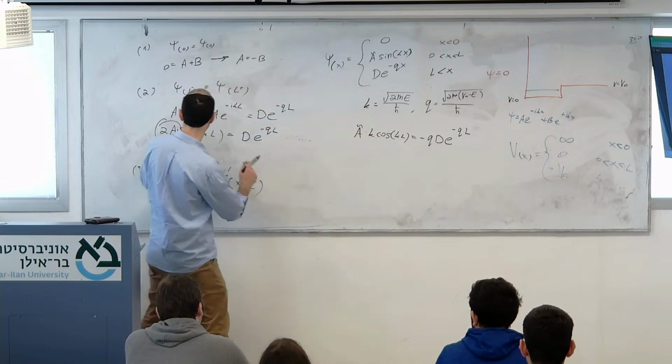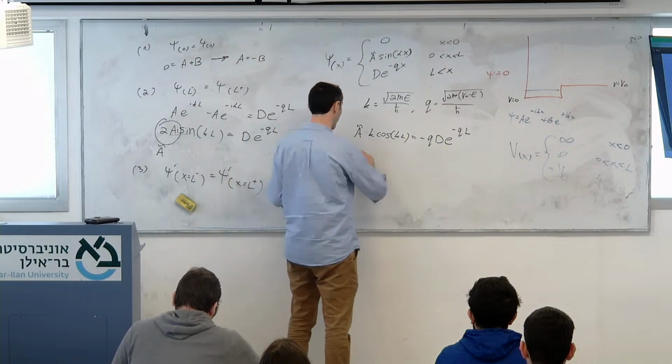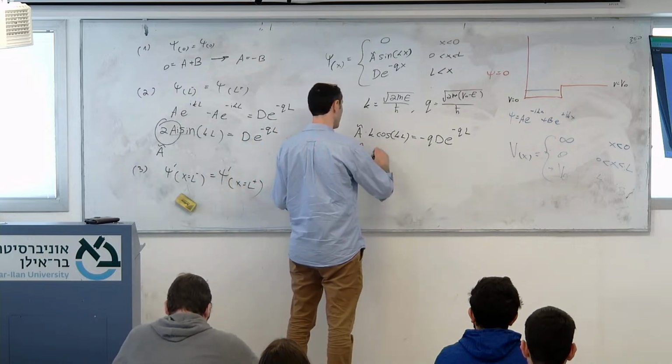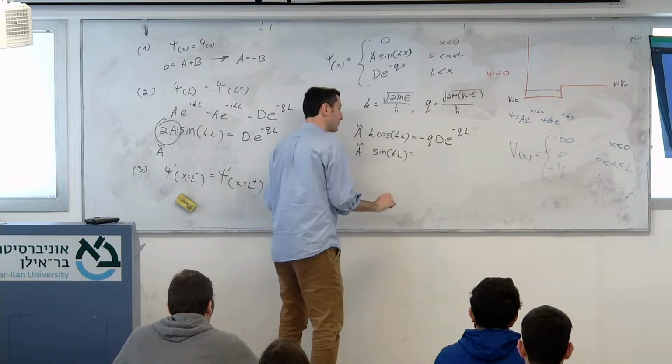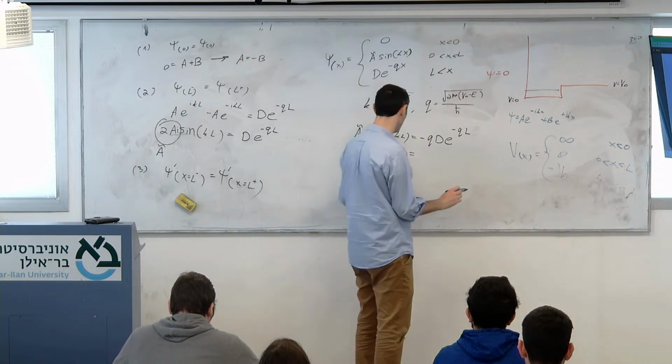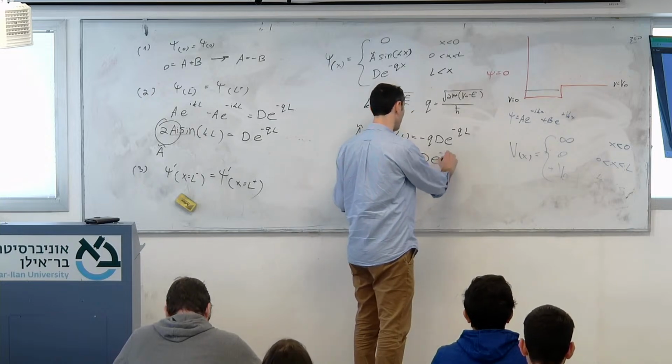Let's rewrite this line here. I have here A tilde sine kL is equal to D e to the minus qL.